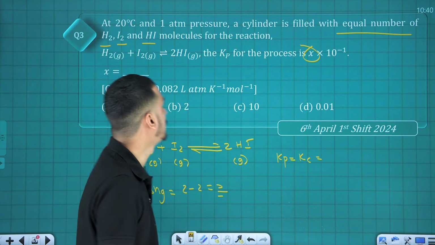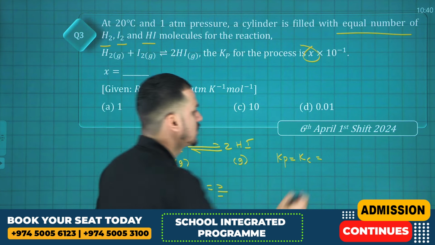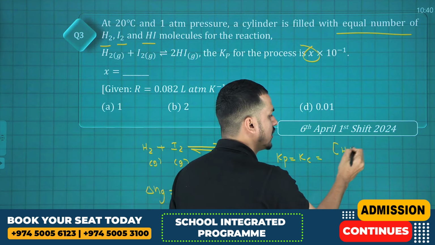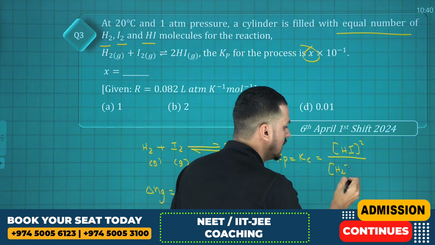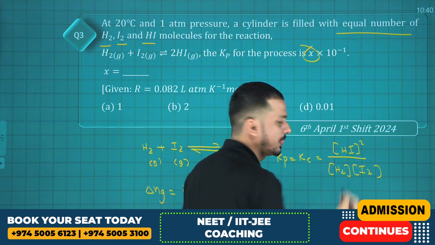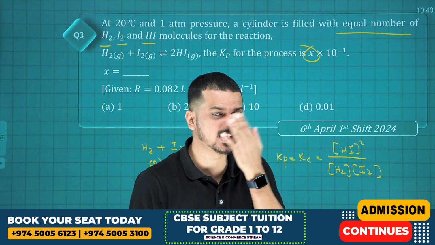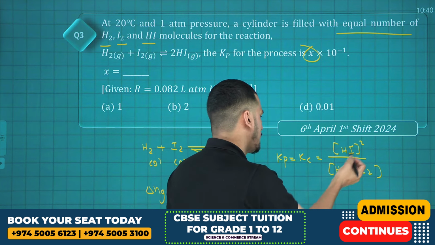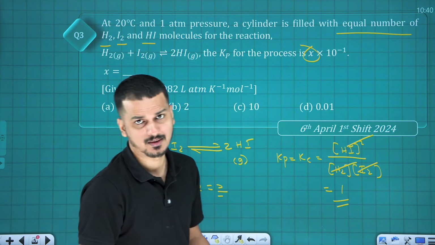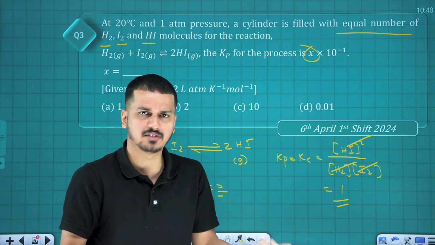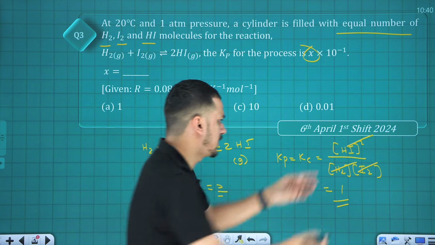So how can I find out Kc? Kc is equal to the concentration of HI squared divided by the concentration of H2 into the concentration of I2. Here the number of moles are equal, so automatically this one I can cancel with this 2. So that will be equal to 1, because it is number of moles by volume. That will be equal.